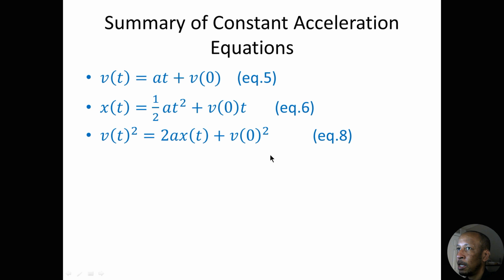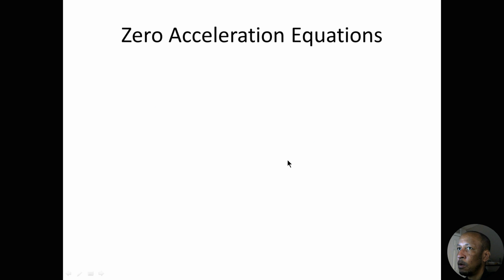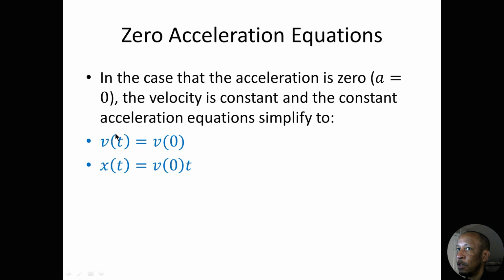So if you go back here and you put 0 here for a, then all you're left with is v of t equals v of 0 here. And also if you put a equals 0 here, then v of t squared equals v of 0 squared. Apply a square root on both sides, and then you end up with the same thing, v of t equals v of 0, and that's that. Here, if you put 0 in place of a, then you're left with x of t equals v of 0 times t. That's how you would get these two here.